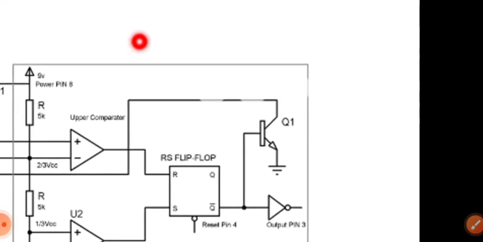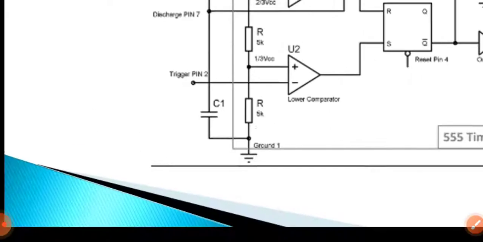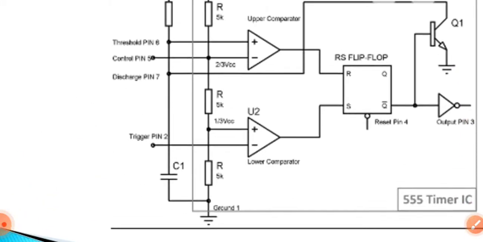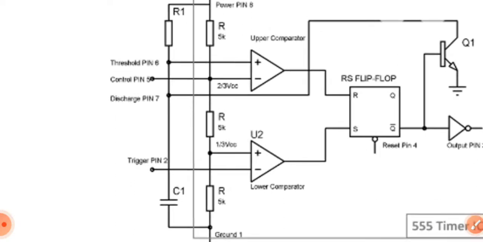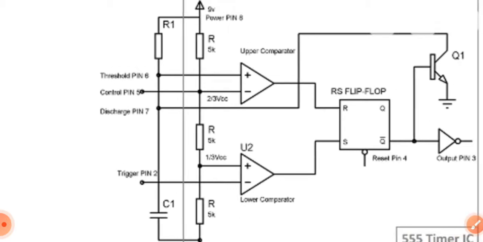Then these are the three 5 kilo ohm resistors they are using in series. That's why it is called the IC555 timer. 2 by 3 of VCC is the voltage across this comparator, and it is constant till the end of the circuit. And 1 by 3 of VCC is at the other comparator, also constant. We can get 2 by 3 of VCC here and 1 by 3 of VCC at this output.